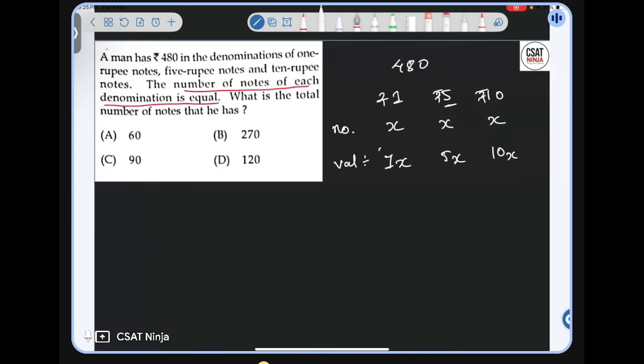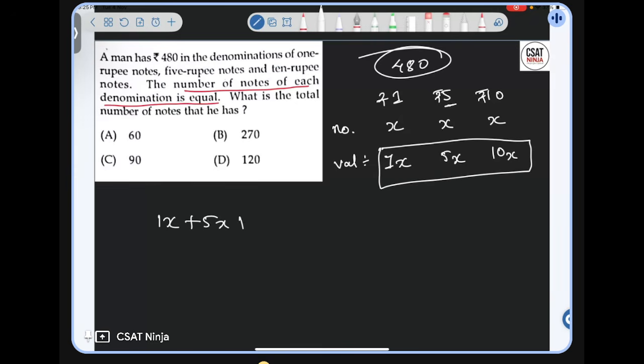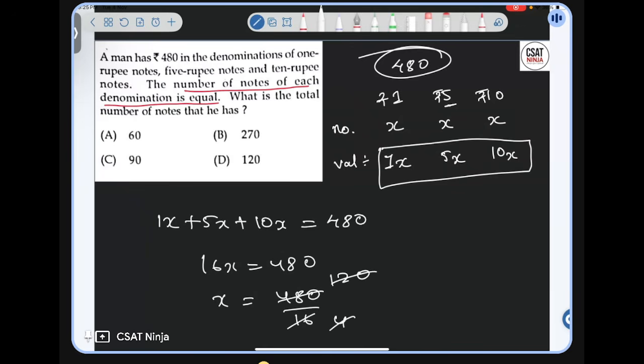But the question says the total value is given as 480. So 1x plus 5x plus 10x is given as 480. Which means 16x is equal to 480. So x is nothing but 480 divided by 16. 4 ones are 4, 4 twos are 8, 4 fours are 16, 4 threes are 12. So the x value is nothing but 30.